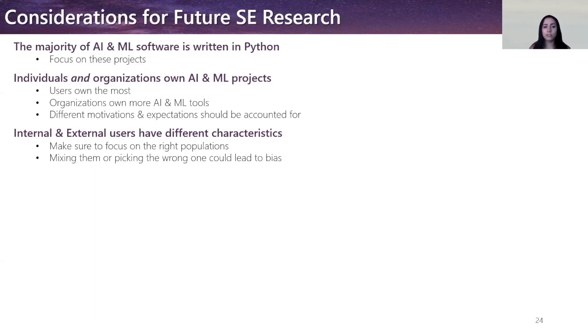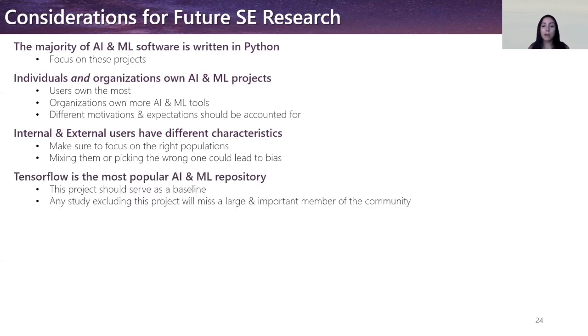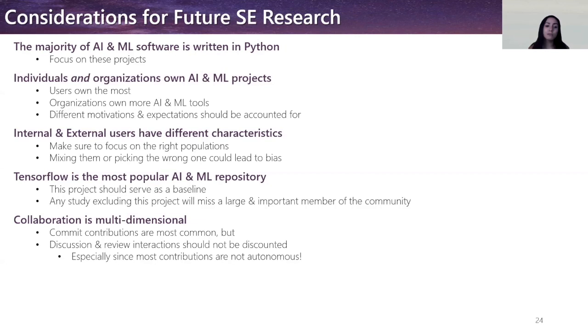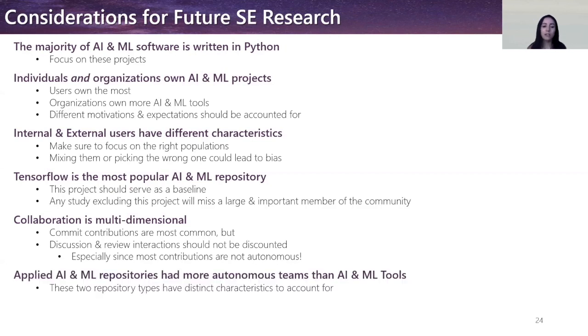Internal and external users have different characteristics. So when you're looking at who's interacting with the repository, it's important to make this distinction. TensorFlow is the most popular AI and ML repository, and it should serve as the baseline for future research. Collaboration is multidimensional. Although commit contributions are the most common, discussion and review interactions were also very common and shouldn't be discounted in research. Applied AI and ML repositories had more autonomous teams than the tool dataset.